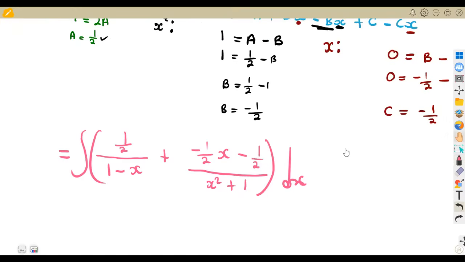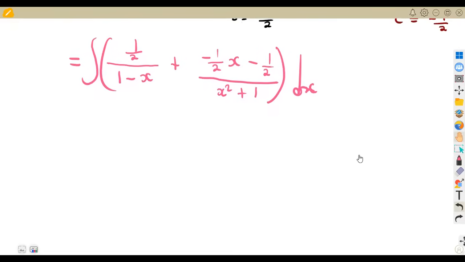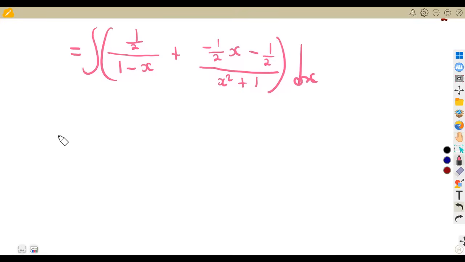Okay, so let us start with the first part here. We can take out the half, which is on the numerator. It is not affecting anything, so you can take it out of the integral. So it's going to be half the integral of 1 over 1 minus x with respect to x.